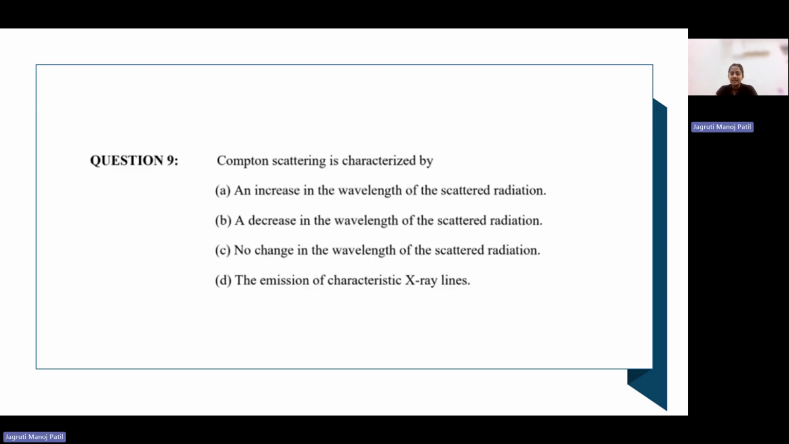Now, Compton scattering is characterized by what? I guess you have read this in your physics classes in 10th and 11th. So: an increase in wavelength of the scattered radiation, a decrease, no change, or the emission of characteristic X-ray lines. Which one?